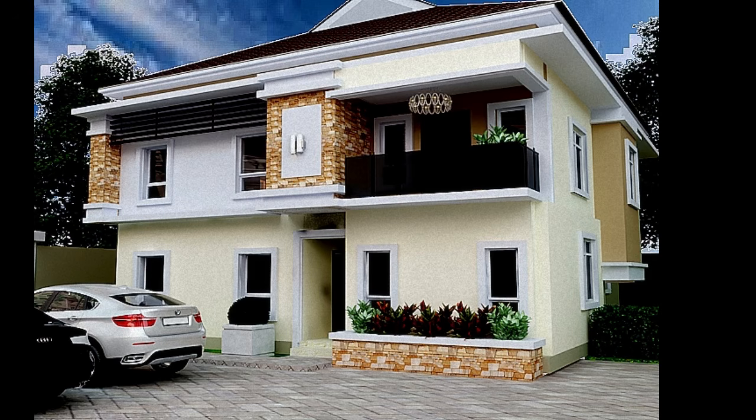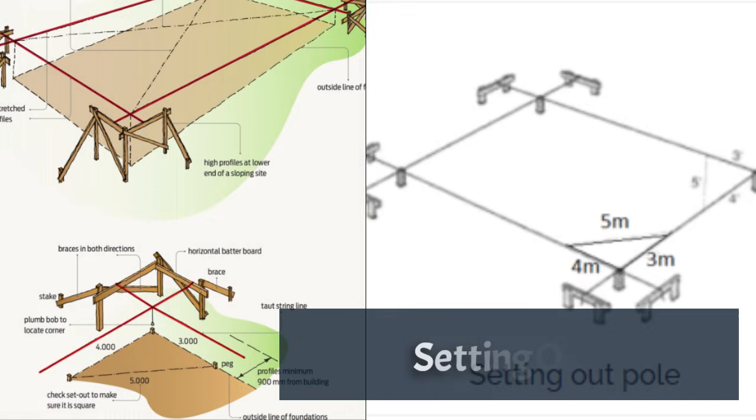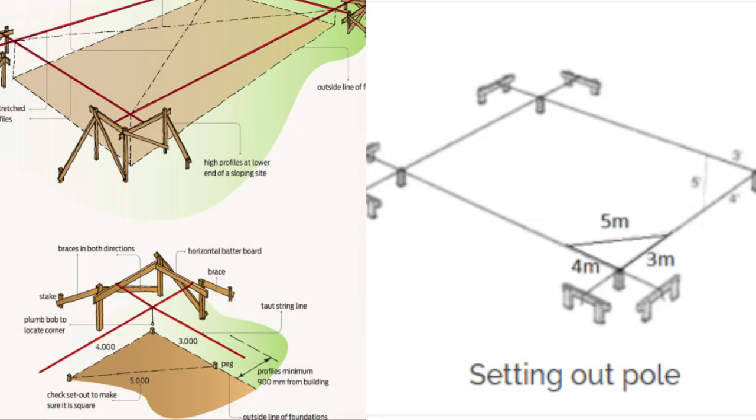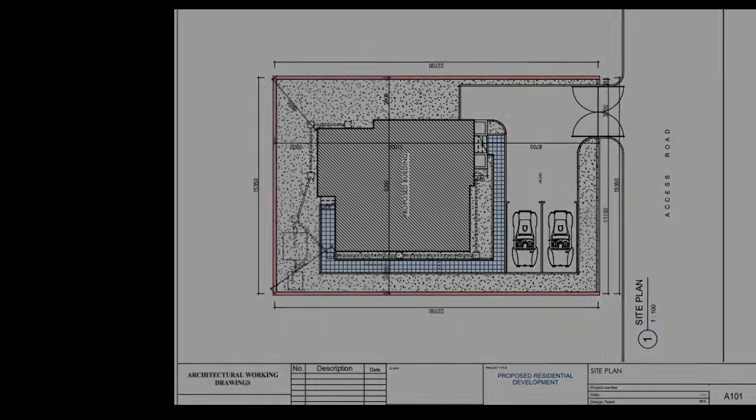Stage 1, foundation. The foundation of the building supports all the loads and transfers these loads into the ground. And the very first thing that we do on site is called setting out. This is the process by which the information on the drawings, that is the building plans, is transferred to the ground. To be able to transfer this information onto the ground, we use 2 of these drawings, the architectural site plan and the structural engineer's drawings.